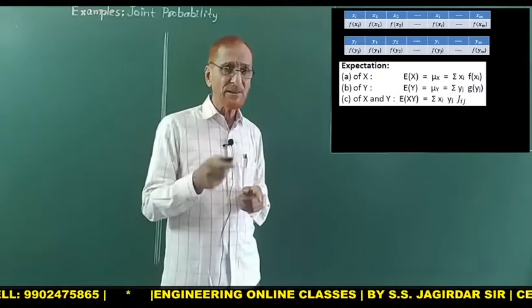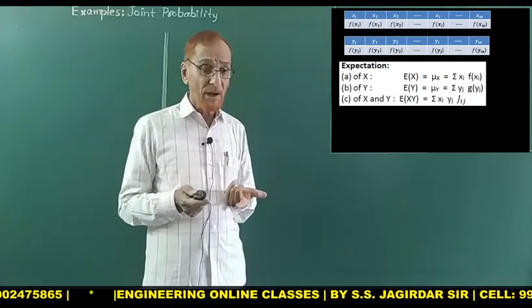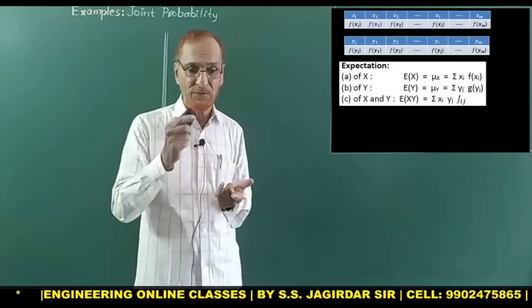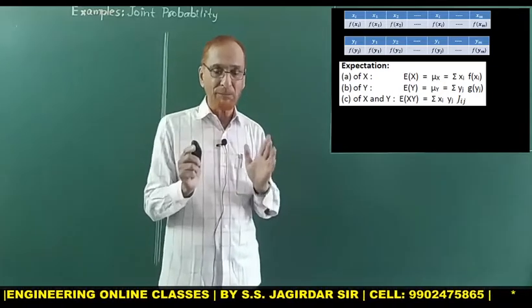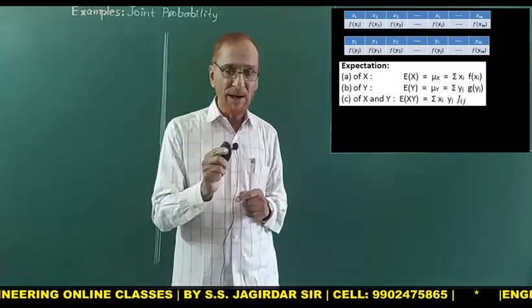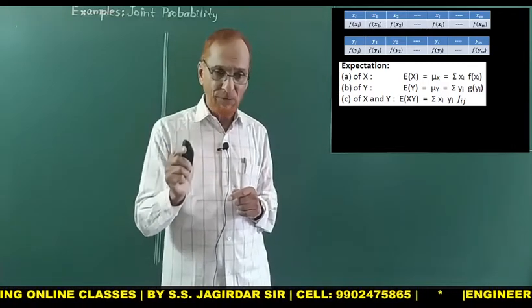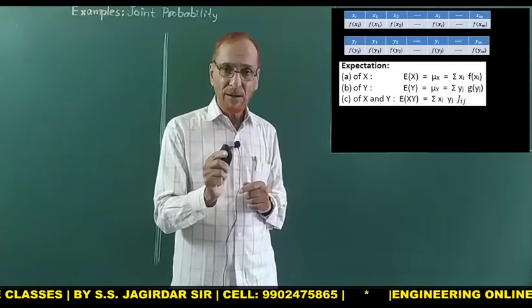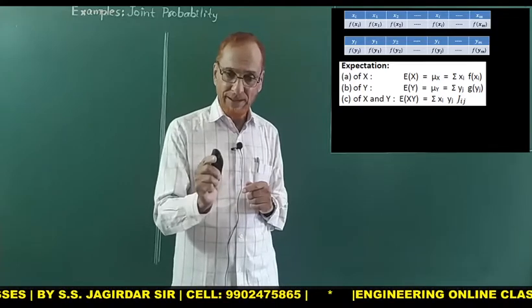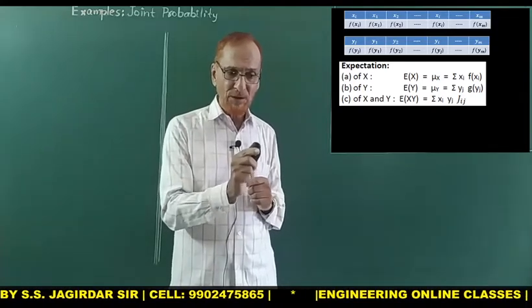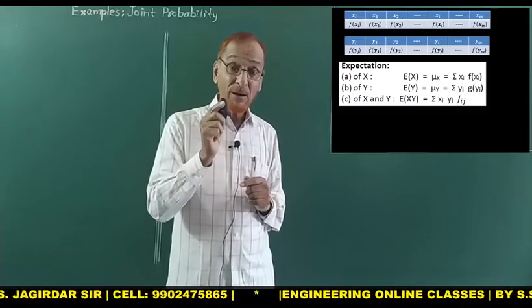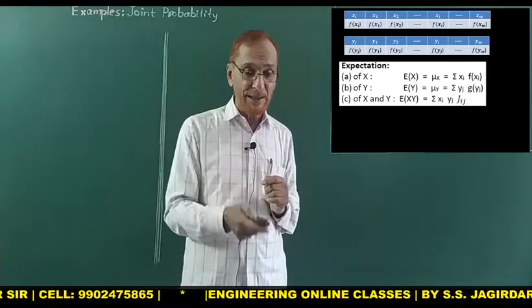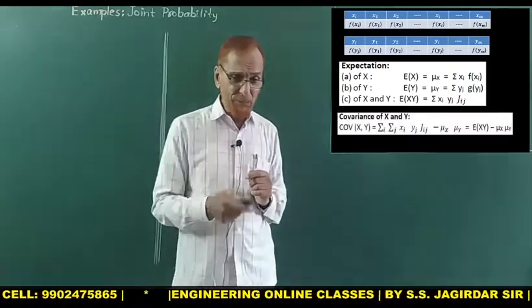After getting these three values, please remember that for expectation of x you require the marginal distribution table of random variable x. For expectation of y you require the table of random variable y. And for expectation of xy you require the joint probability table, because Jij values are required. So these three tables will help you in calculation. In the example we will see how to do it.